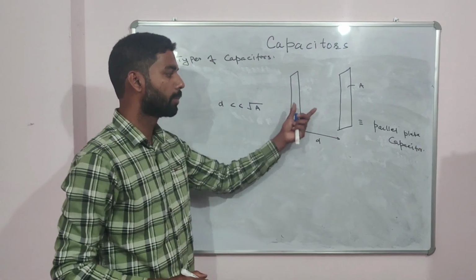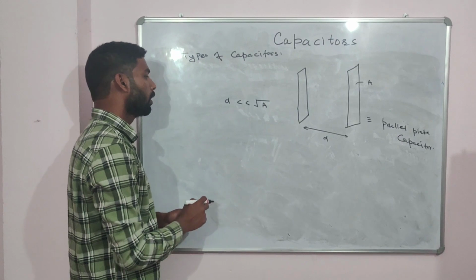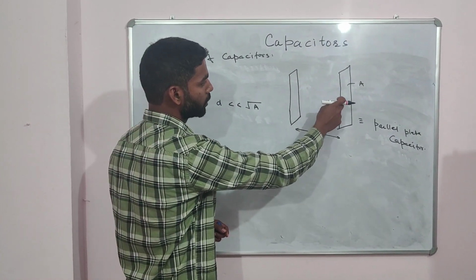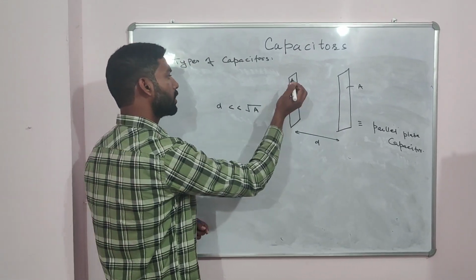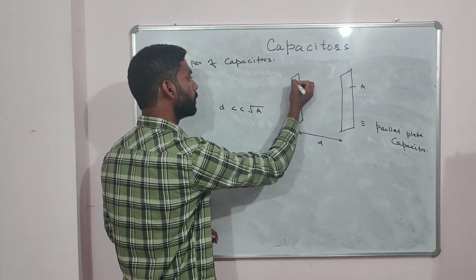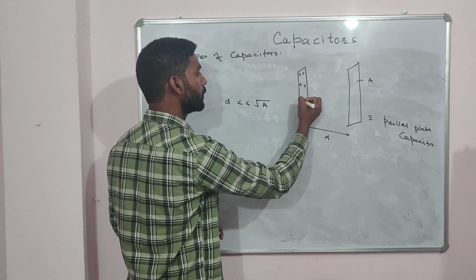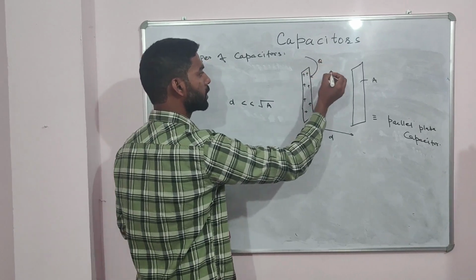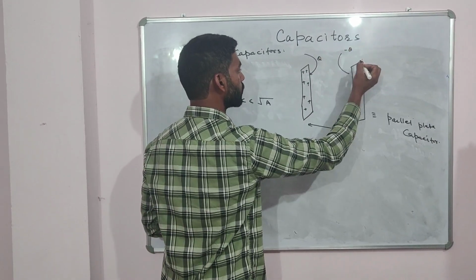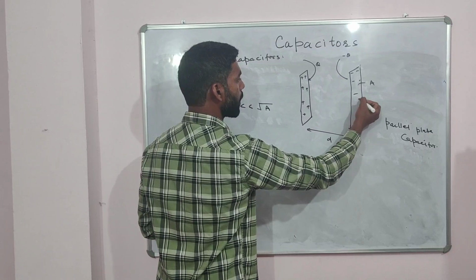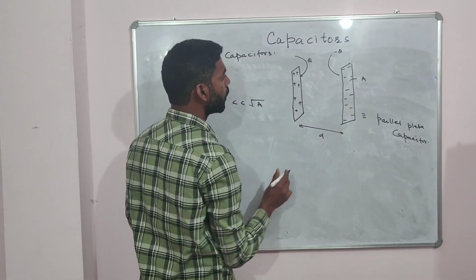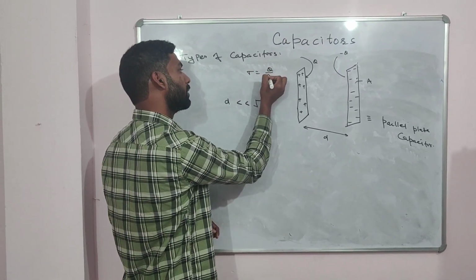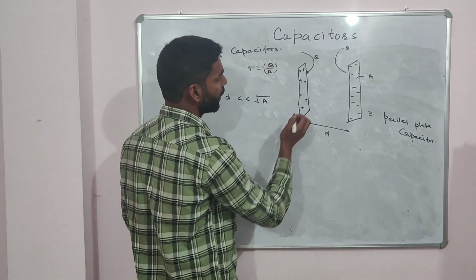How the capacitance will depend on this, let us see. If we supply charges on the plate, suppose we have supplied plus Q on this one and minus Q on this one, on the inner faces, the charge density will appear like this. We have supplied Q charge on the inner surface and minus Q charge on this plate. So now we can write this charge density is Q by A, charge per unit area.